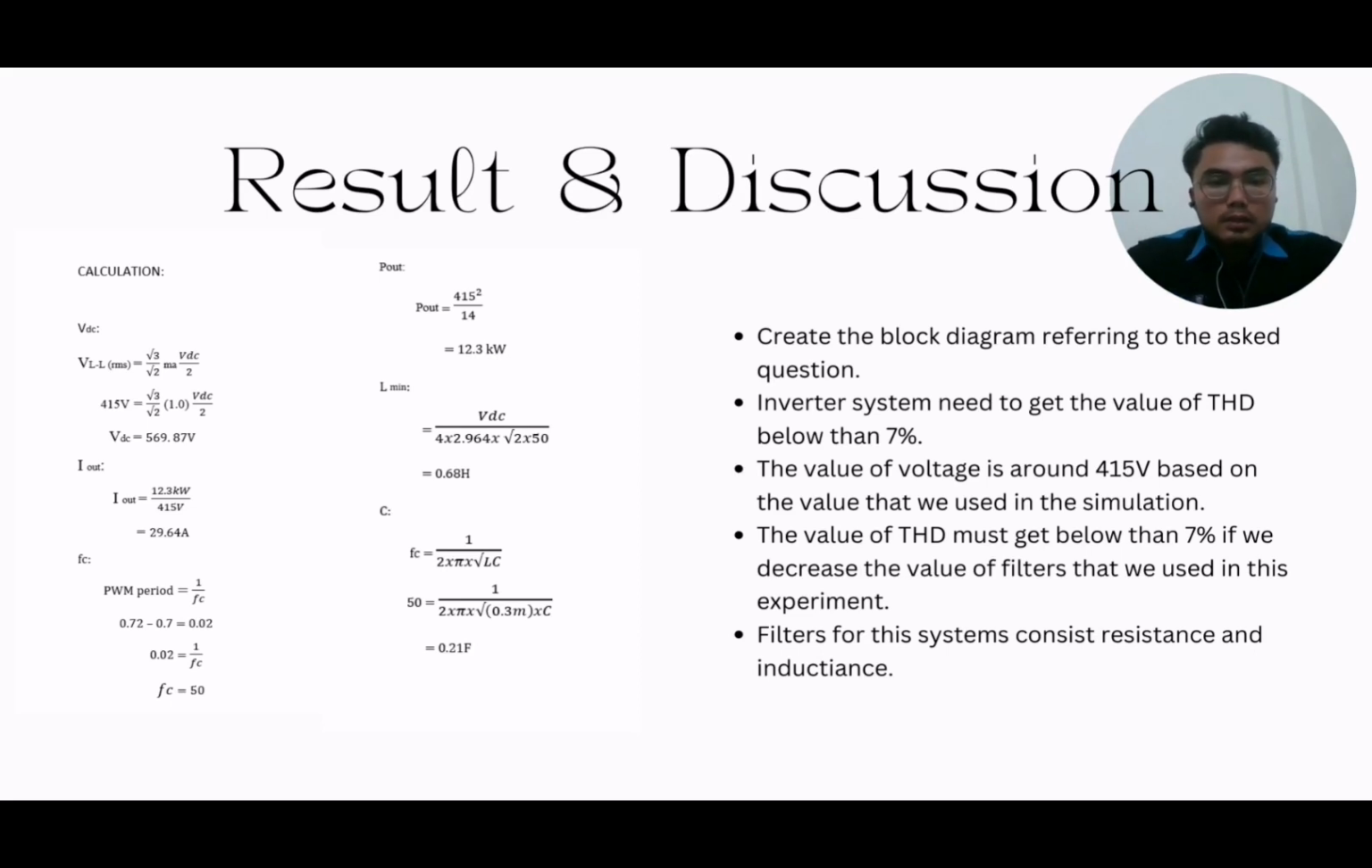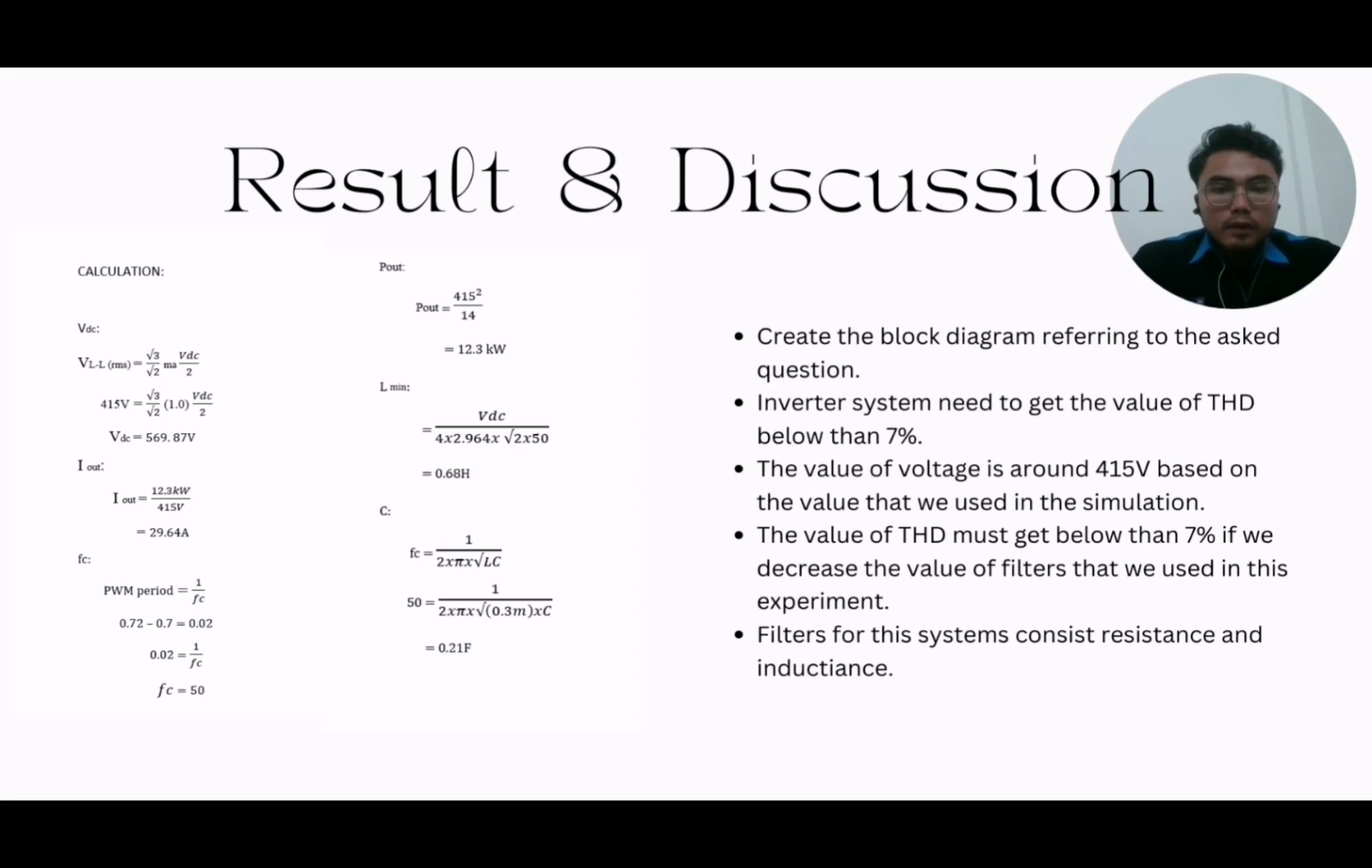So firstly, I want to explain the manual calculation that we made to match the simulation results. First thing is to find the VDC using the VL to IMAX formula and get the value 569.87 volt. Next, we need to find the output current and then get 29.64 ampere, using the basic formula as shown in the slide here.